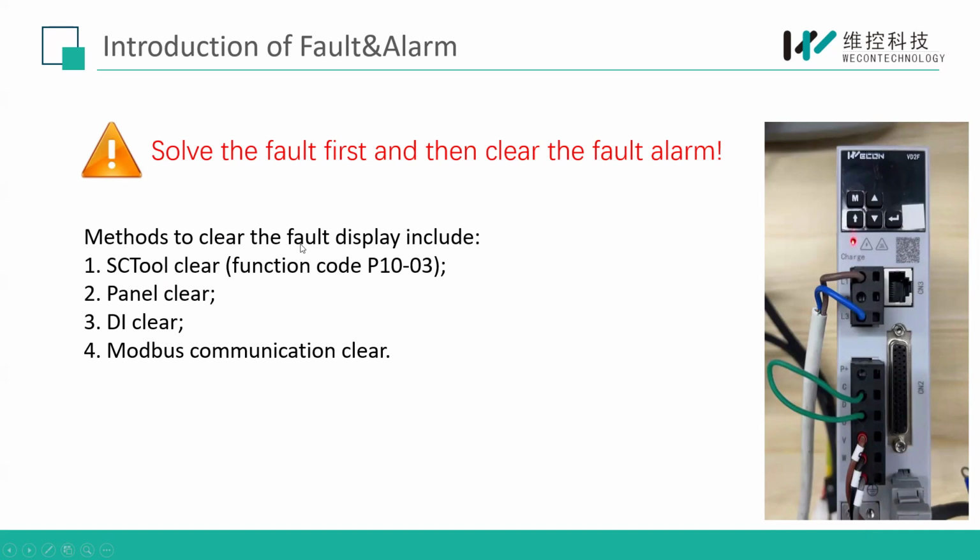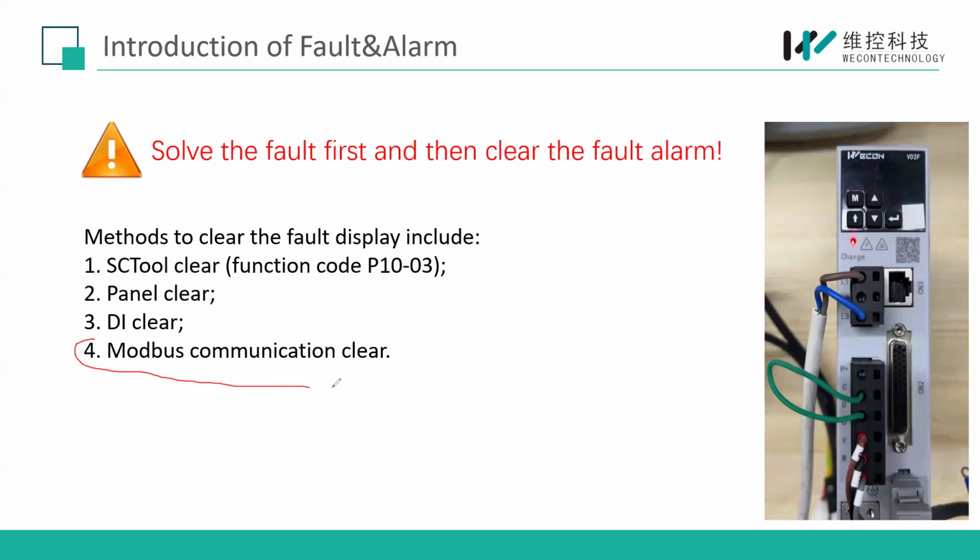And there are some ways to clear the error. First one is to use the SC tool to set function code P10.03. The second way is to use our panel to clear it. Also, you can use DI to clear the error; there is one DI function code which is used for clearing the error. And last, you can also use Modbus communication to control this P10.03 parameter to clear the error.